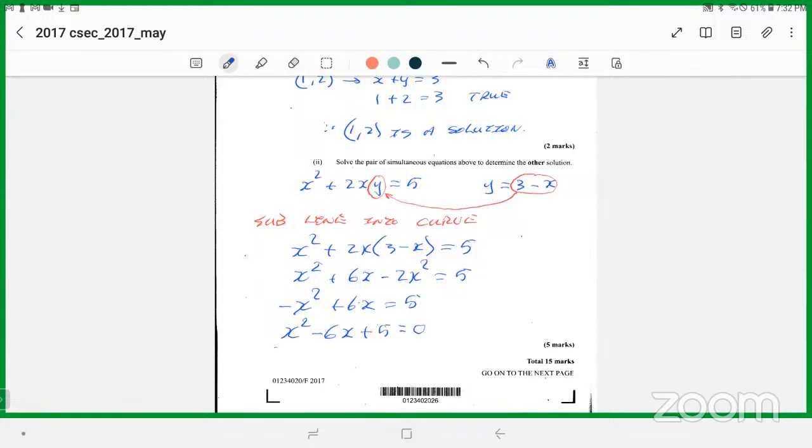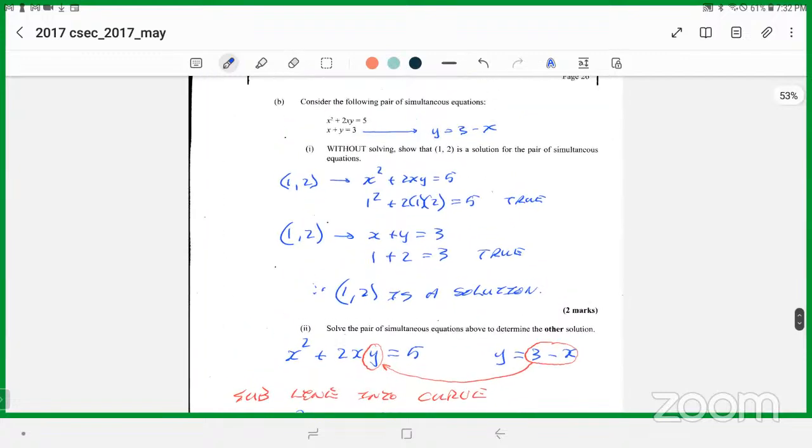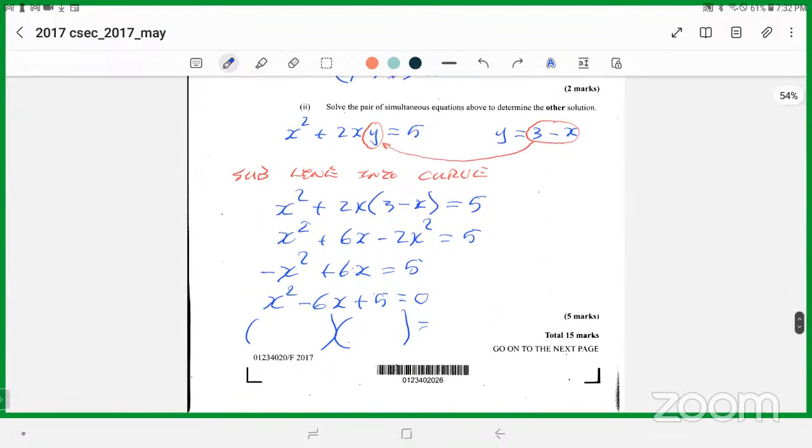Then I factorize this. I already know one factor has to be x minus 1. Remember, one of the values that we got was x equals 1 for this point, the point that they gave us. So I know that x minus 1 is one of the factors. So the other factor has to be x minus 5, because this is a positive 5 at the end. So the far product and the near product must give the middle term. So those are the two factors, x minus 1 and x minus 5.